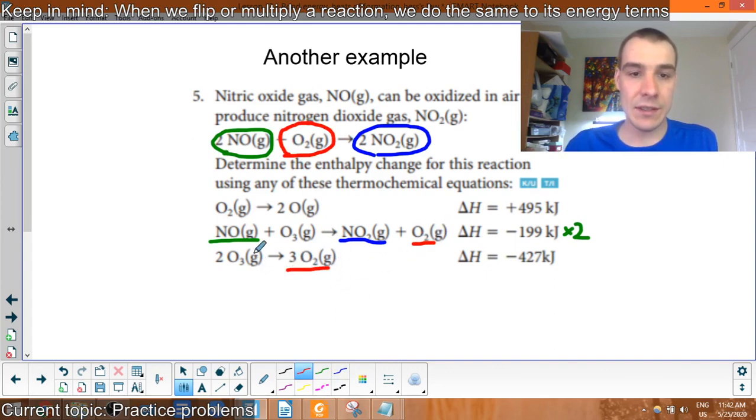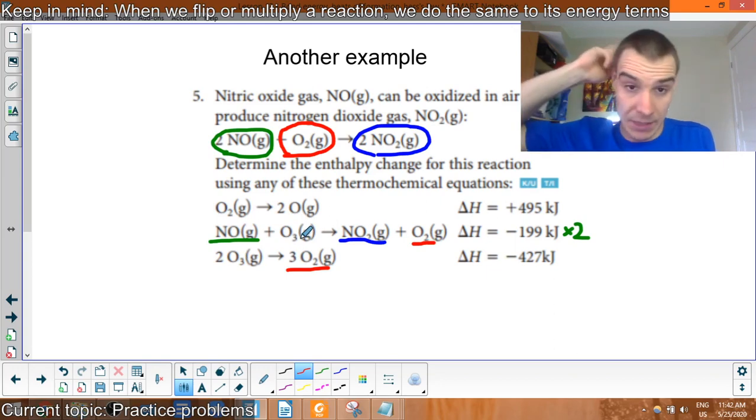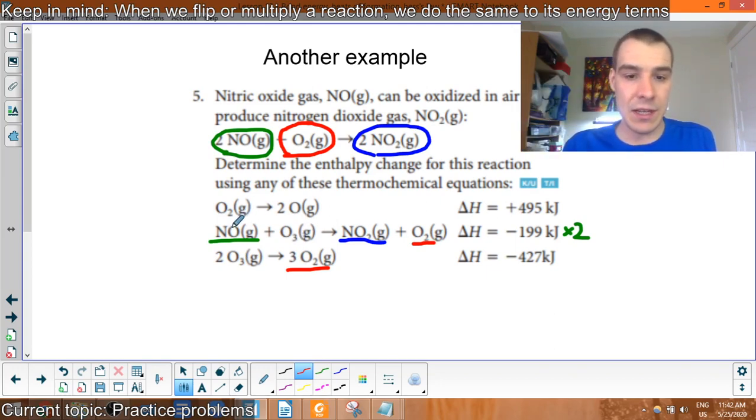O2 gas, because this is ozone. We're also making some ozone on this side, so this gets a little bit more complicated. We also have oxygen here, actually. We have oxygen here. But let's look at this top equation, right?